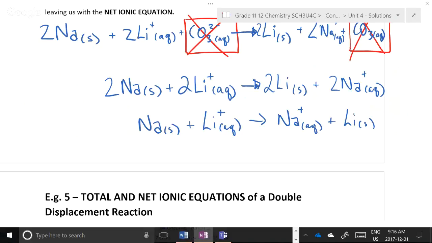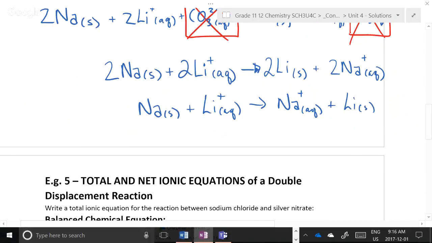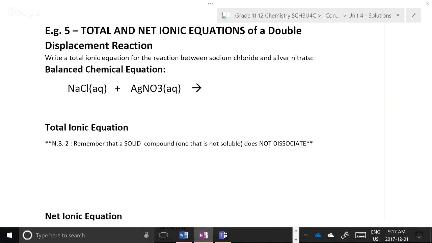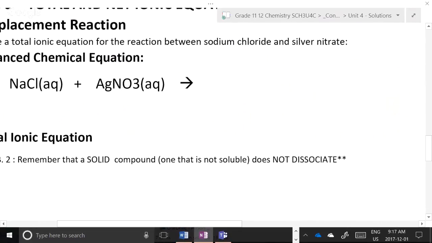So if we take an equation that we know, we can break it down here. So let's take a look at this one. We have silver nitrate and sodium chloride.